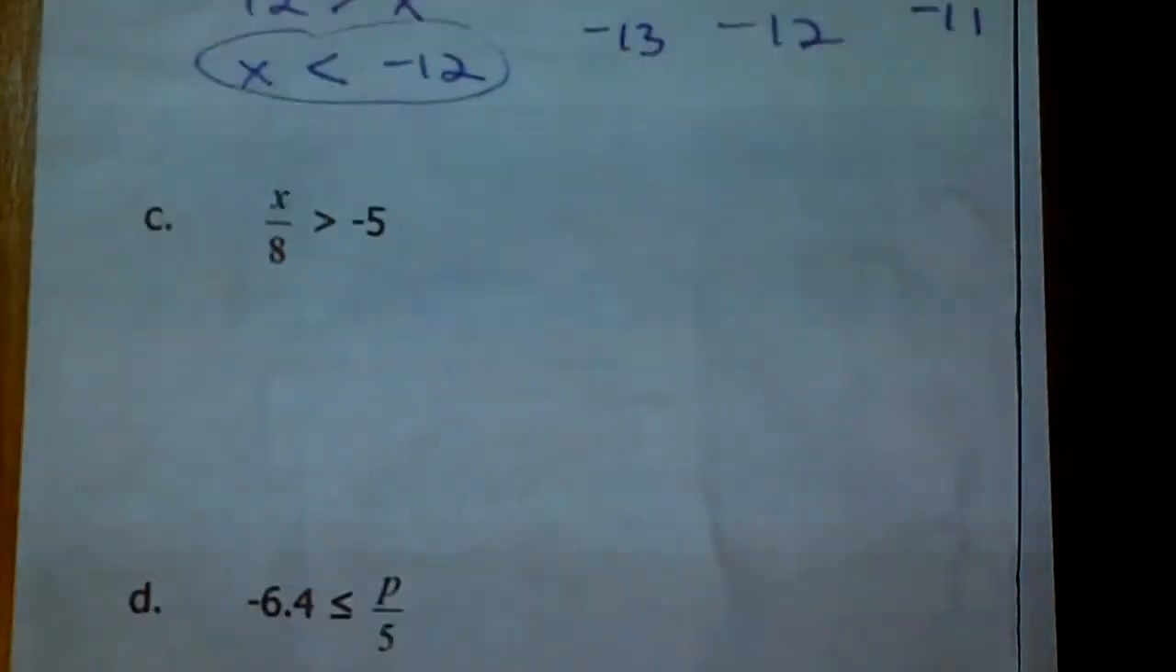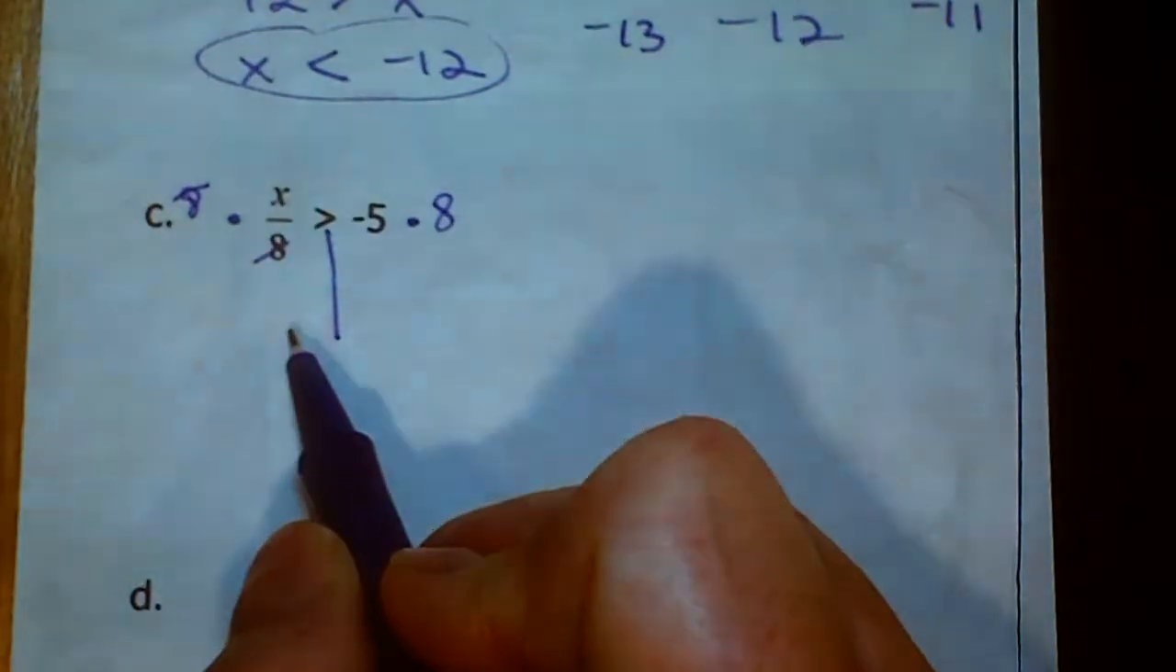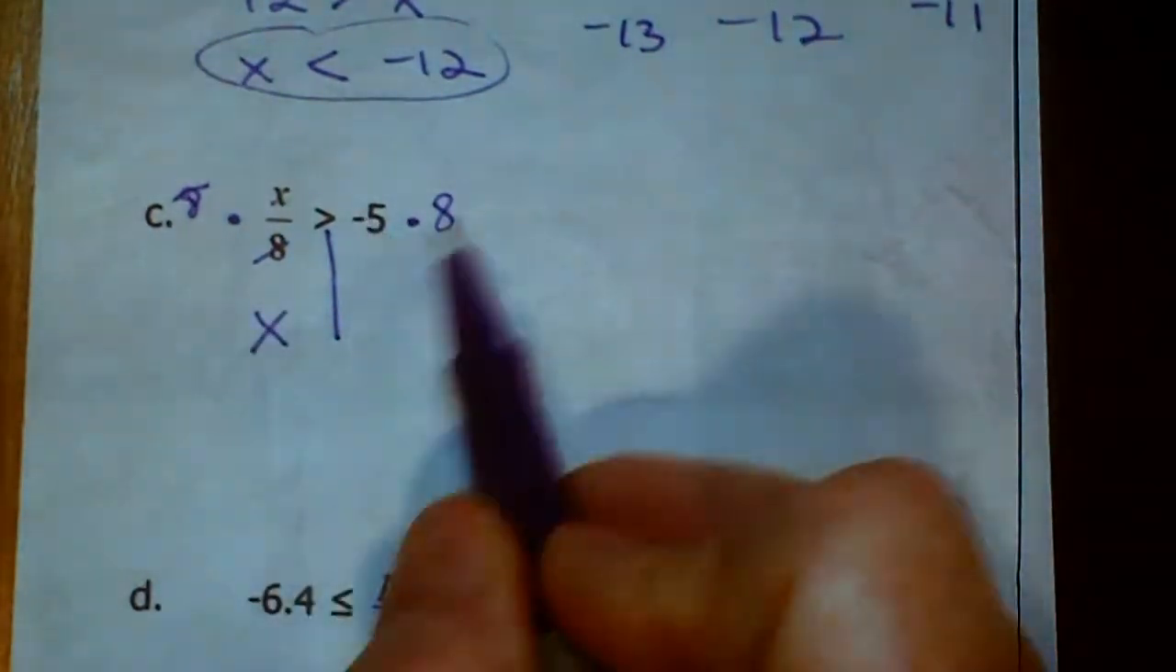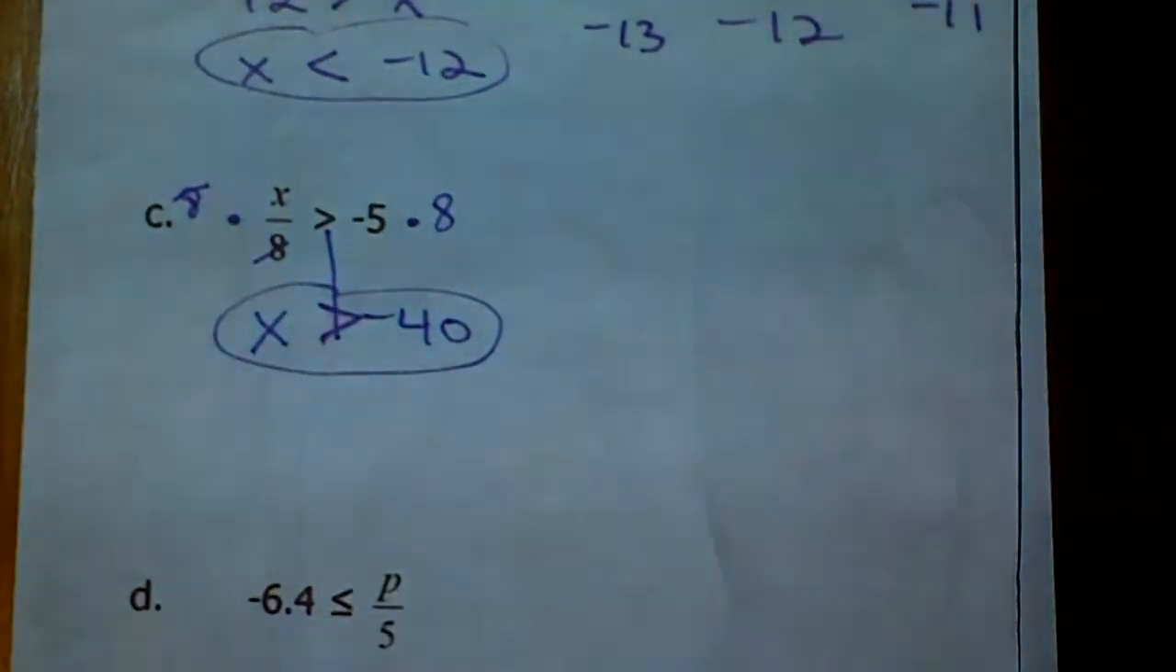All right, here's a division equation. So x is being divided by 8. To undo division, remember that we multiply. So I'll multiply both sides by the same amount. Those 8's end up cross-canceling, so I get x divided by 1, which is just x. Negative 5 times 8 is negative 40, and we bring down our greater than symbol. So x is greater than negative 40.